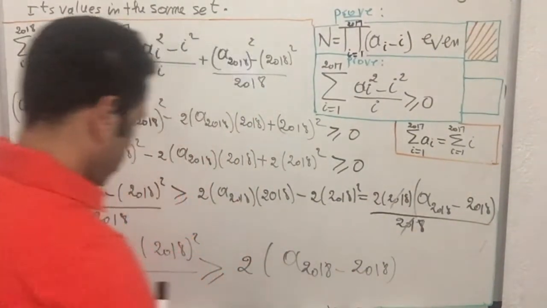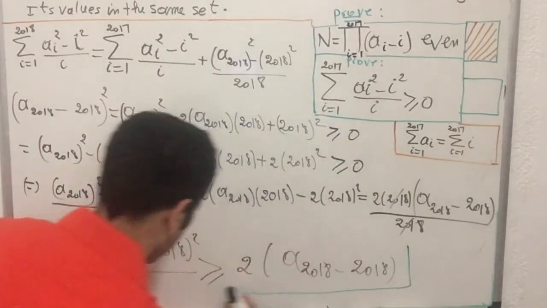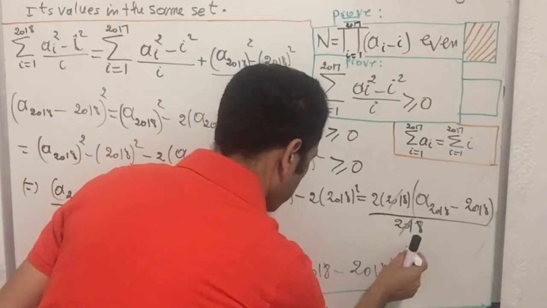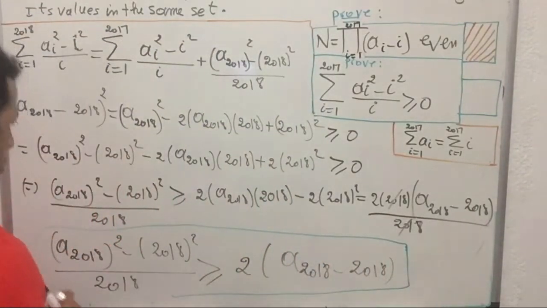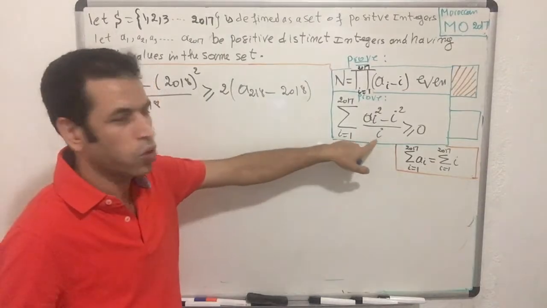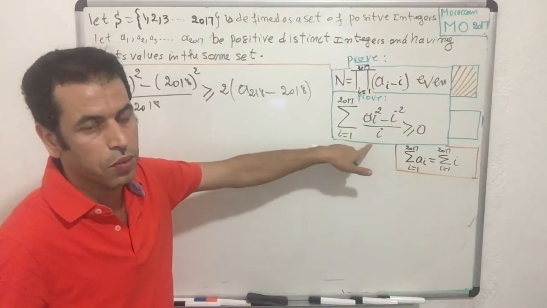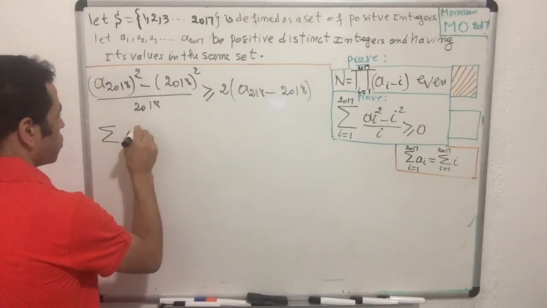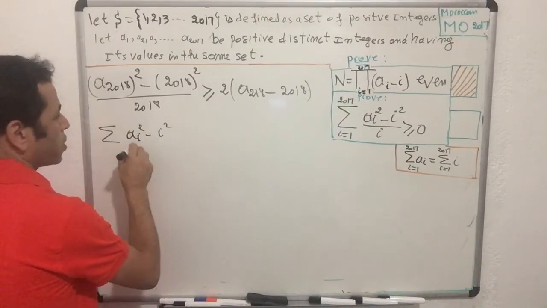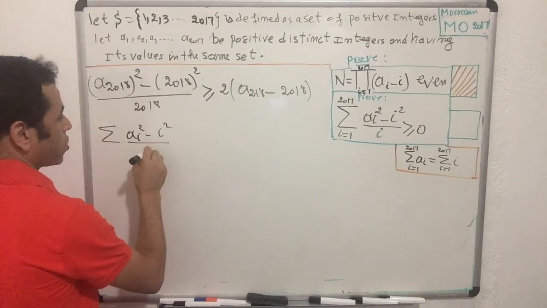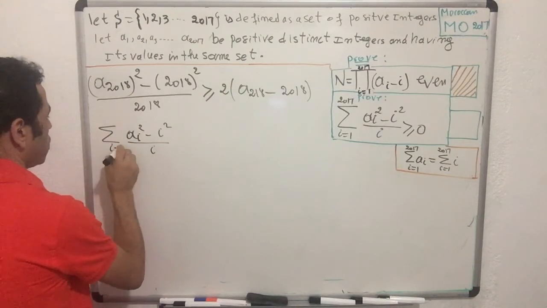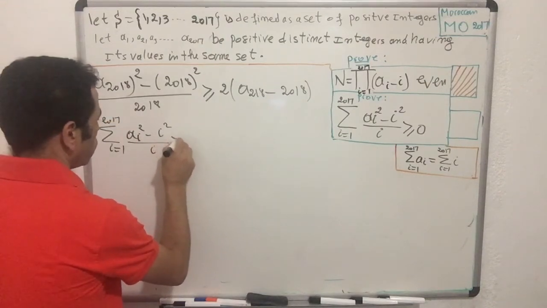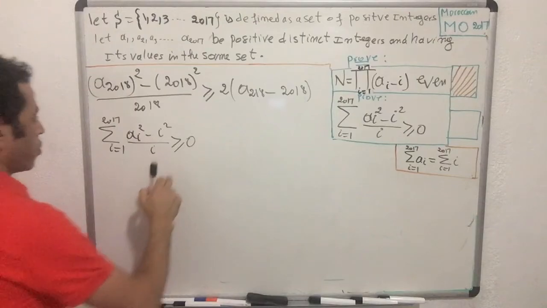Now I proved this one. It's just superior or equal to this one. Now let's move on to the next step. This one we supposed to be superior or equal to 0, as we put it before, because by induction, this one we know, the sum of A sub I square minus I square over I, I goes from 1 to 2017, we know this one is superior or equal to 0.